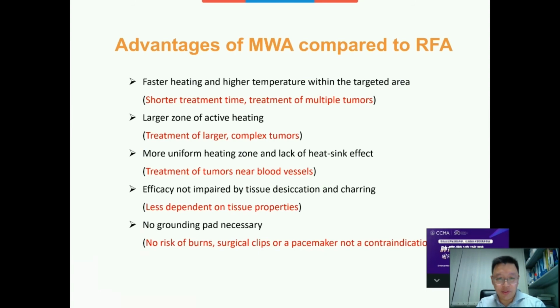Compared to radiofrequency, the advantages of microwave ablation also include faster heating and higher temperature within the targeted area, a large area of active heating, a more uniform heating area, and lack of heat sink effect. Efficacy is not impaired by tissue desiccation and charring, and no grounding path is necessary.